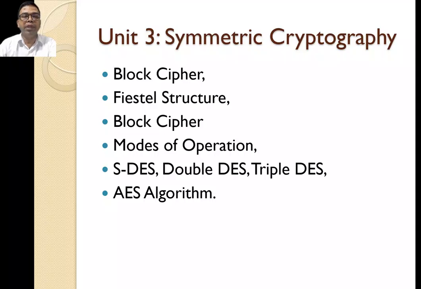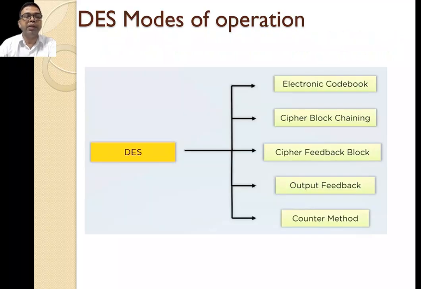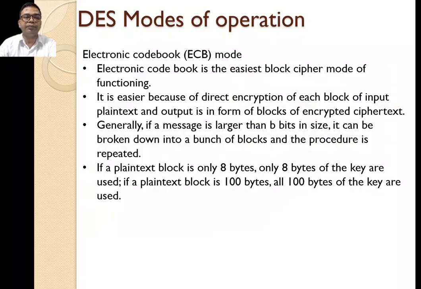In Unit 3, Symmetric Cryptography, we have already gone through block ciphers and the Feistel structure. Now we'll move on to the modes of operation of the Data Encryption Standard. There are several modes of operation in DES, namely electronic codebook, cipher block chaining, cipher feedback, output feedback, and counter method. Let us see them one by one.